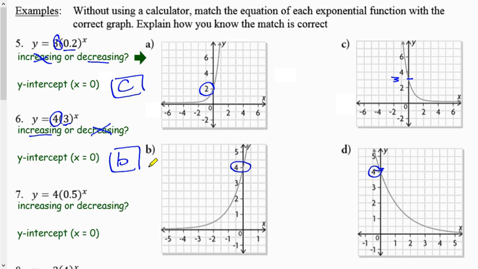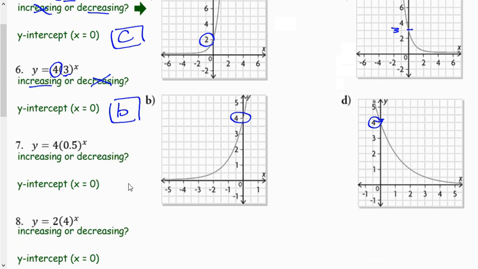Why don't you pause the video at this point, and you can do questions 7 and 8. All right, question number 7. My b value is between 0 and 1, which means my graph is decreasing. It's not increasing. So I'm looking for a graph that's decreasing, and I want this y-intercept of 4. I look over here, decreasing, y-intercept of 4, and so D is my answer.